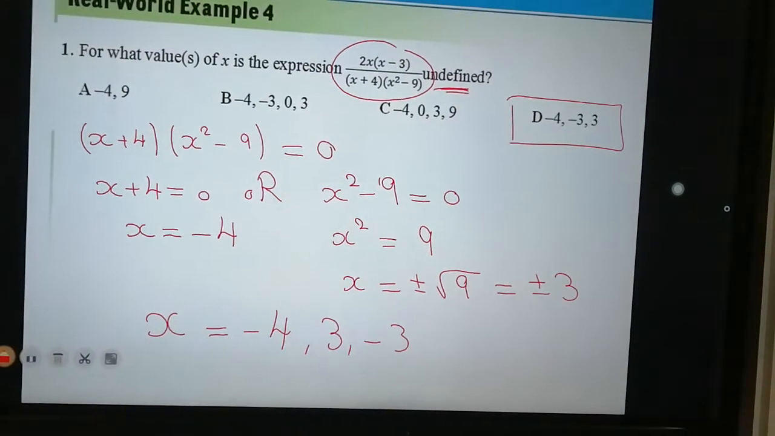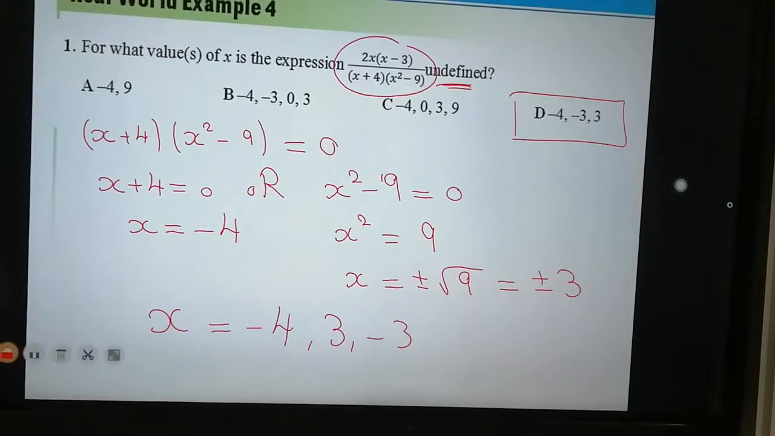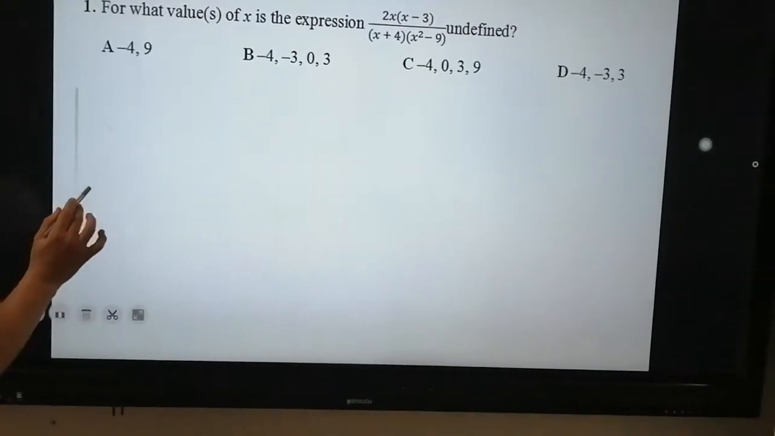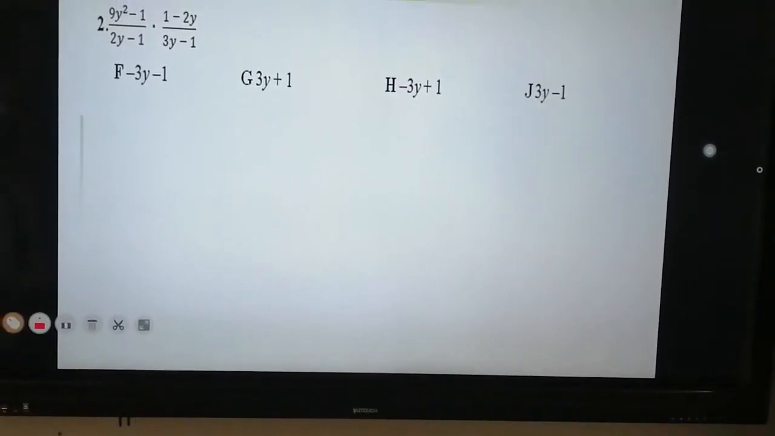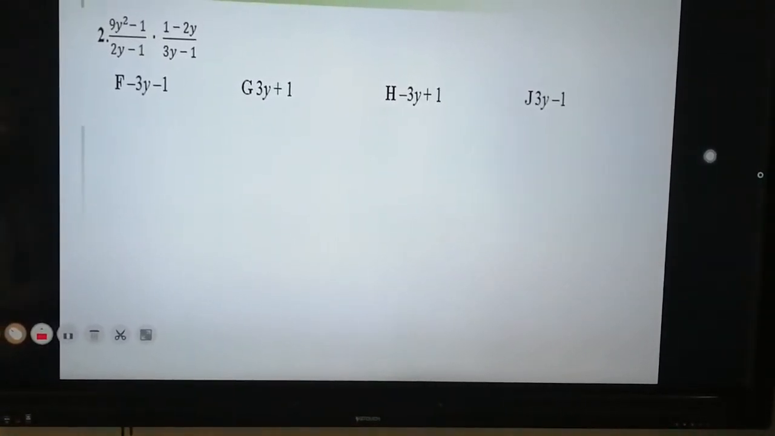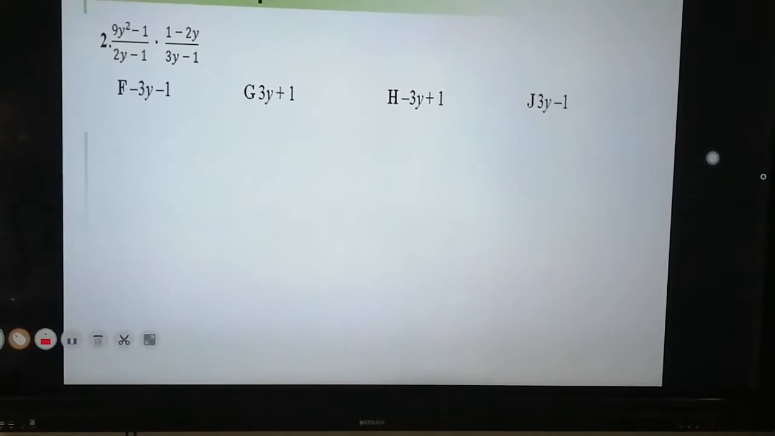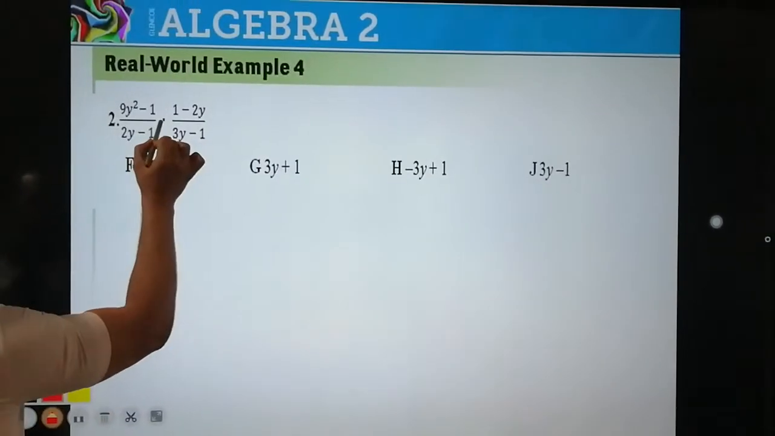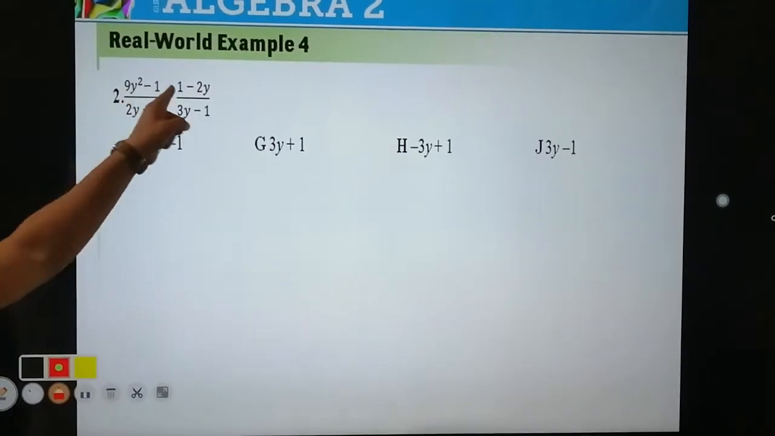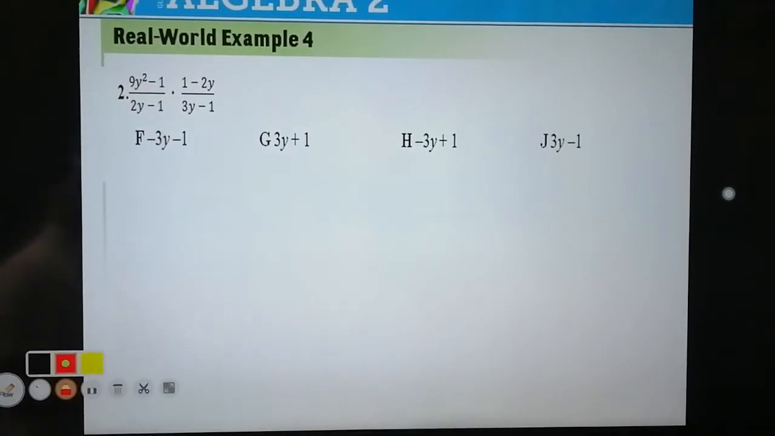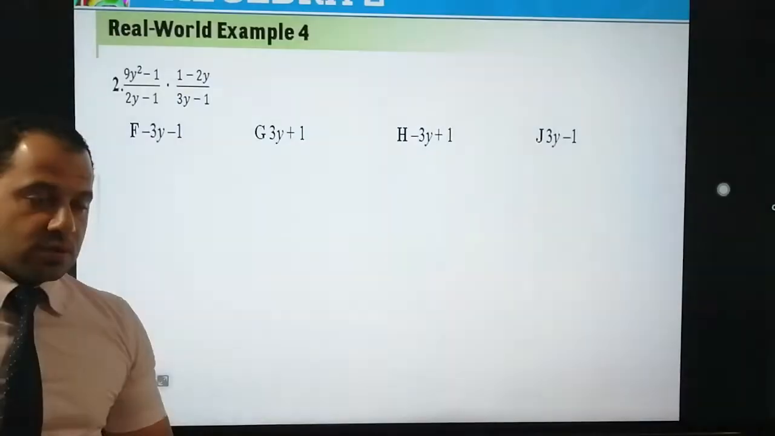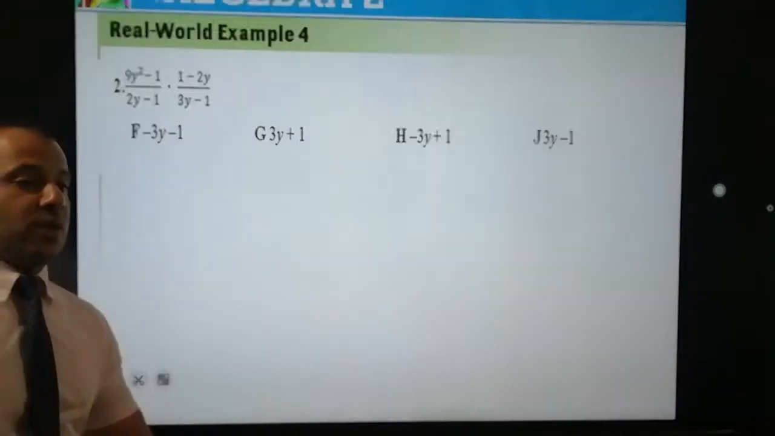Okay, this is the first example. We will go to the second one. As you see, we have two expressions multiplied together. As we said before, if we have the sign of a dot, it means multiply. So I need to multiply these two expressions. Before multiplying, we must simplify by using factorization.